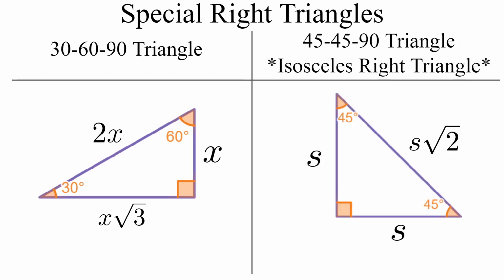And x and s are just arbitrary numbers that represent the ratio of the sides. So, for example, on the left one, if x were 3, you would have sides of 3, 3 root 3, and 2 times 3, which is 6. So these triangles always have sides in these ratios.